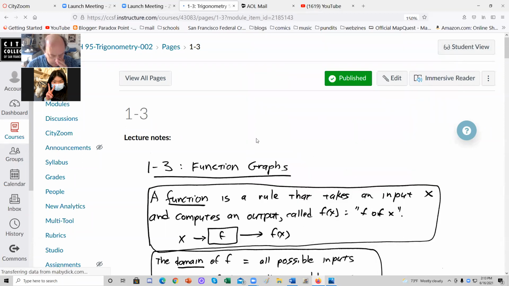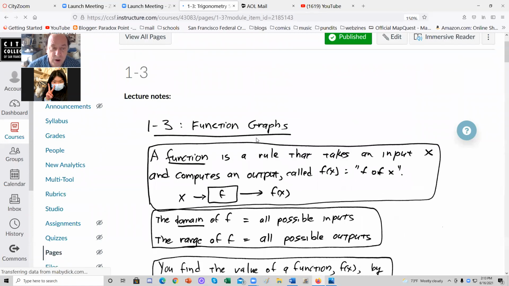We'll be doing 1.3 and 1.4. 1.3 is on function graphs. I like to say that this is more mathematical grammar than mathematical vocabulary. The vocabulary equivalent will be when we get to sines and cosines and their definitions and so on. This is sort of a more general concept, the function.